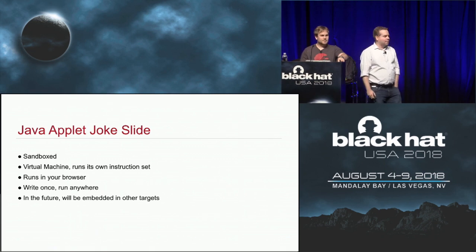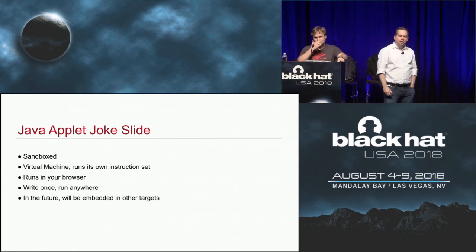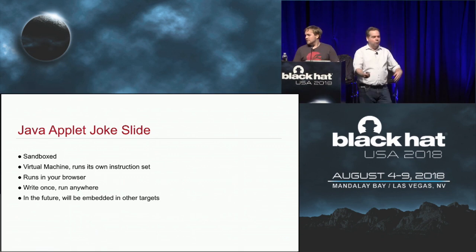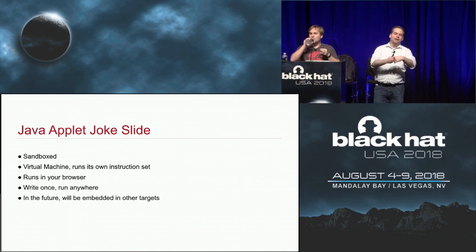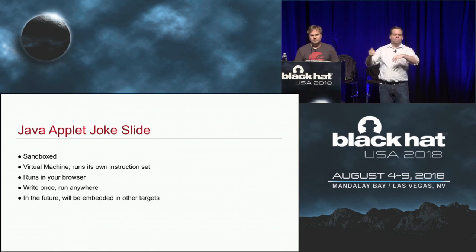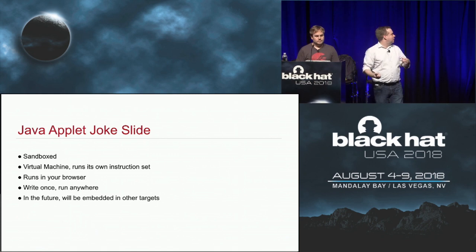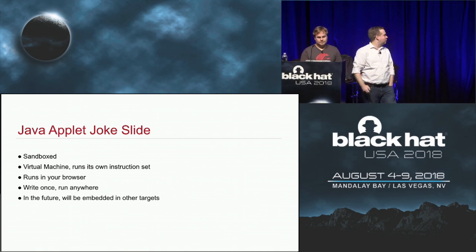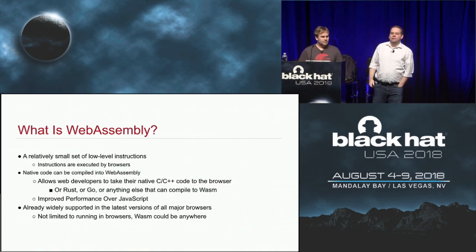So any of you who have been around computing since about 2001 or so may remember that we used to claim that there's these cool things called Java applets, and they're sandboxed, and they run in a virtual machine, and they run in your browser. You can write them once, you can run them anywhere. And you can put them in other things besides browsers. This is all the stuff that a Java applet claimed to do 20 years ago. And now we're doing it again. I really wonder if the Wasm folks knew that they were re-implementing this stuff, or if they are surprised that this is actually happening. All right, on to what WebAssembly actually is.